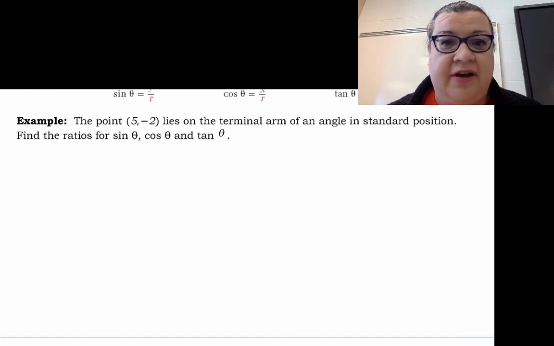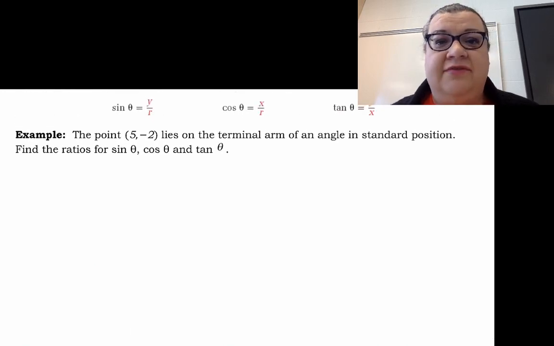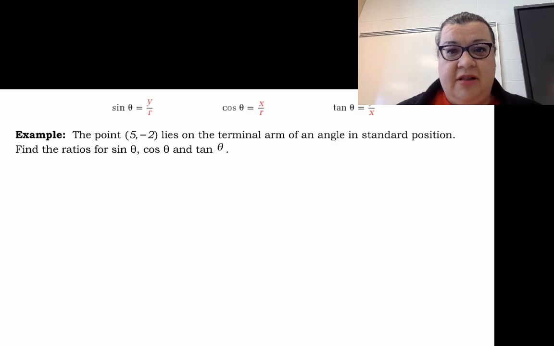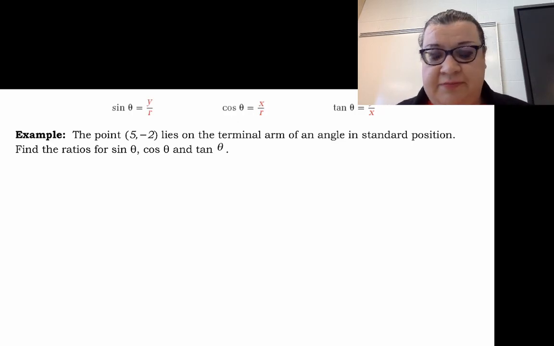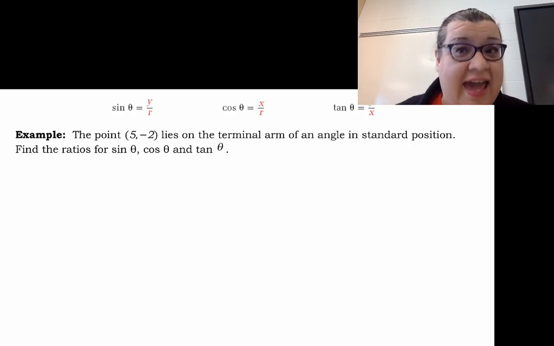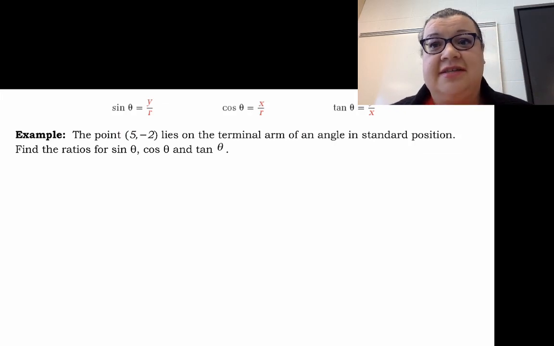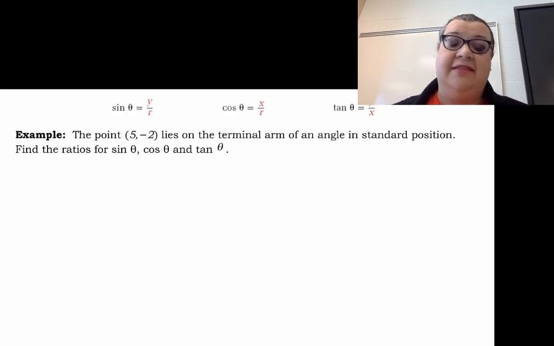So let's take a look at an example question. All right, so here we go. We've got a point (5, -2) lying on the terminal arm of an angle in standard position. And we are being asked to find sine theta, cosine theta, and tan theta. Now, watch the language there, you guys. It's asking for the ratios. So we are not actually finding the angle. This question is not asking us to find theta, just to find the ratios.